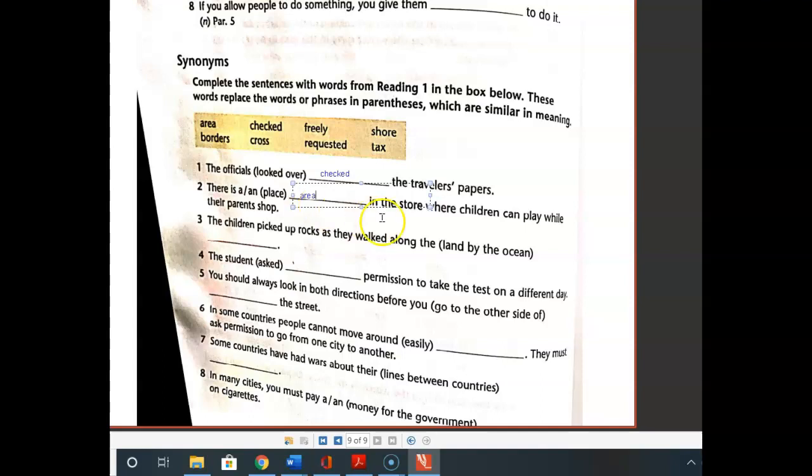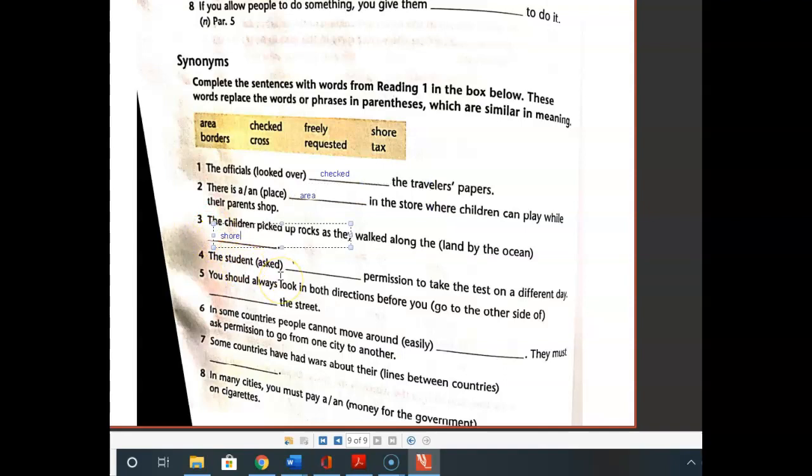Number 3, the children picked up rocks as they walked along the land by the ocean. We know the land by the ocean is sometimes called the beach and sometimes called the shore, S-H-O-R-E. We learned that one this semester.